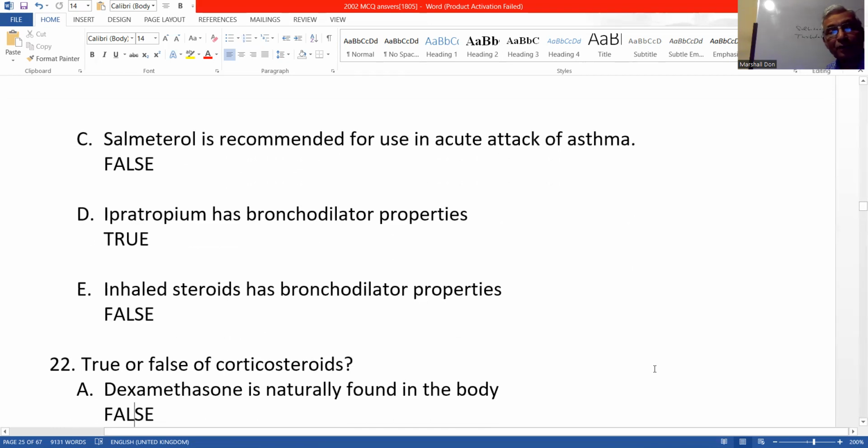Ipratropium has bronchodilator properties. Ipratropium වලින් වෙන්නේ මොකද්ද? දැන් lungs වල තියෙනවනේ airways වල smooth muscle තියෙනවා. Airways smooth muscle.